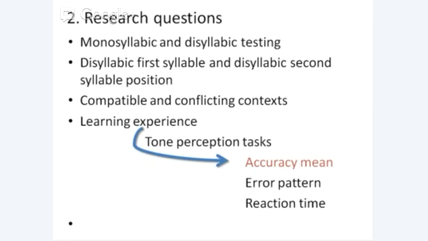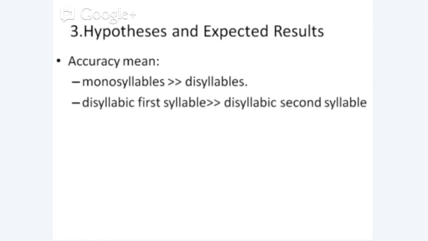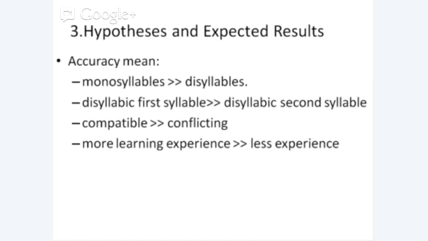Because of limited time, I will just report the results from the accuracy mean. My hypothesis is that the accuracy of tone perception of monosyllables will be higher than that of disyllables. Also, disyllabic first syllable tones will be higher than disyllabic second syllable tone perception accuracy. In the compatible context, the accuracy will be higher than in the conflicting context. And of course, more learning experience will mean higher accuracy than less experience. Will that be true, really?